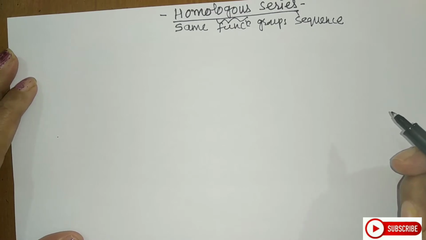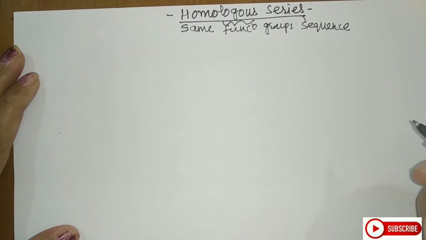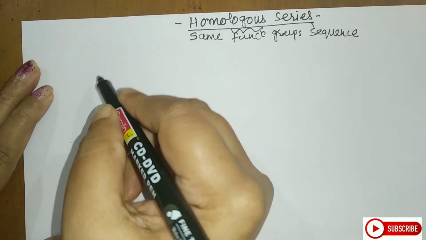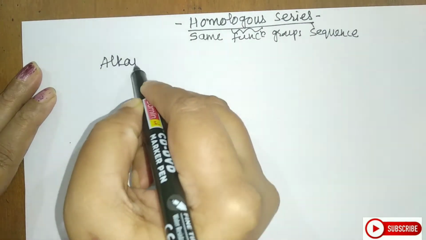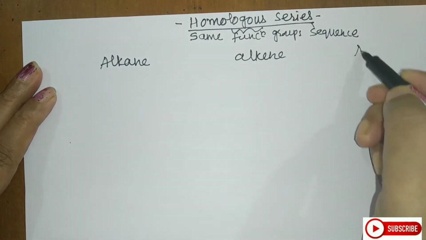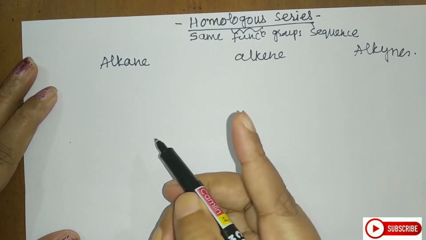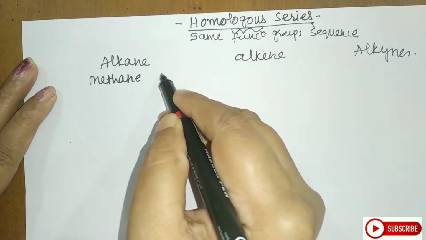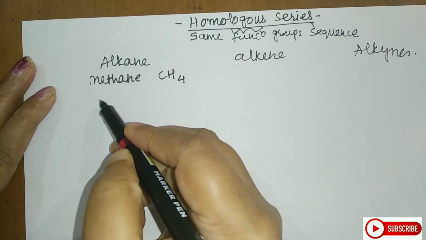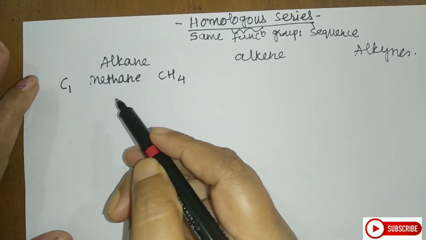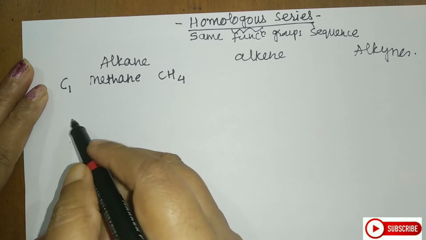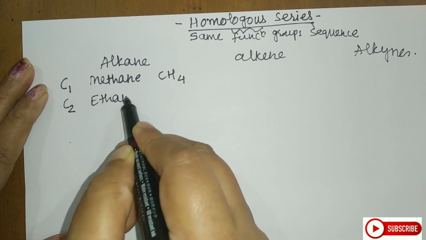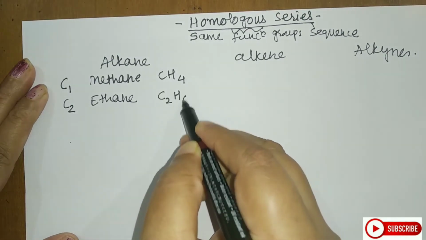To understand what is homologous series, let us take the classification of those organic compounds into alkanes, alkenes, and alkynes. I am taking the first one, that is alkane. Now let us see the first homologue of alkane, and that is methane. The formula of methane is CH4. This is your carbon 1, that is a C1 compound, where the n value is 1. As the number of carbon atoms goes on increasing, when I go to 2 carbon atoms, it is called ethane, and its formula is C2H6.